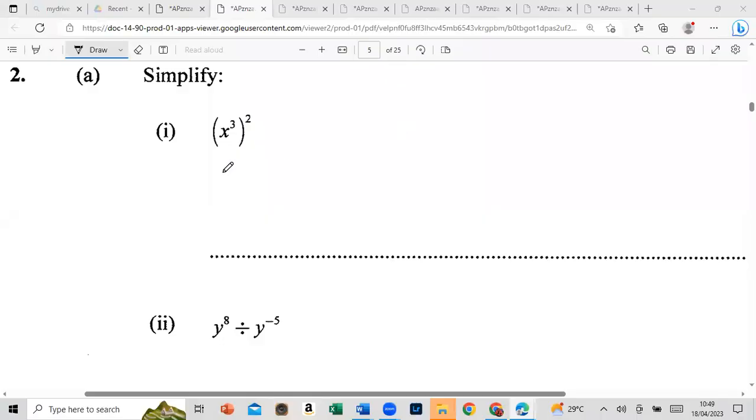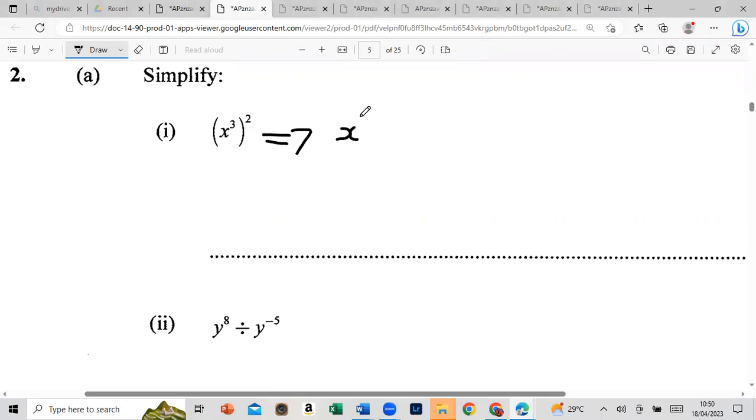All right. This one says simplify: bracket x to the third power, bracket squared, and we have y to the 8 divided by y to the minus 5. What would be the answer for this one? All right, two ways we can look at it, guys. It should take about a second to do this.